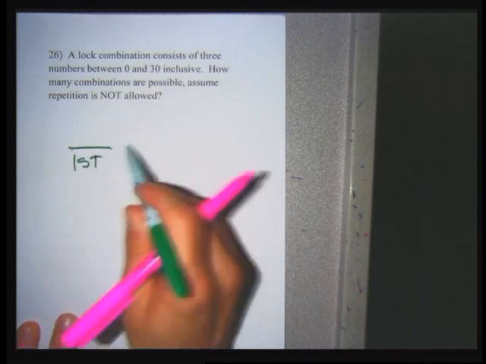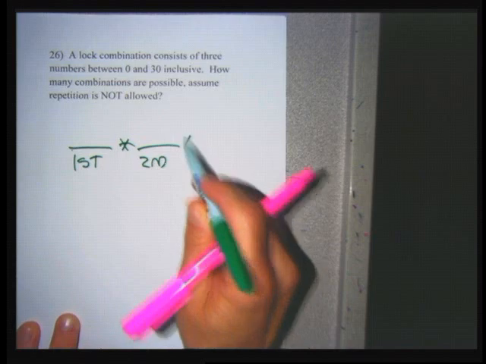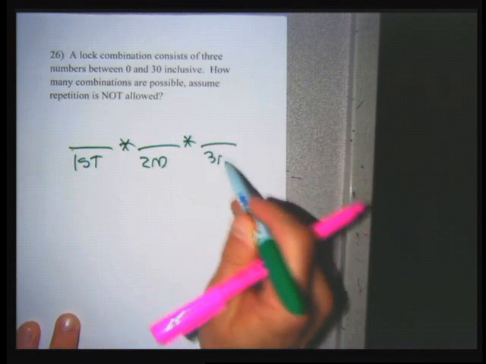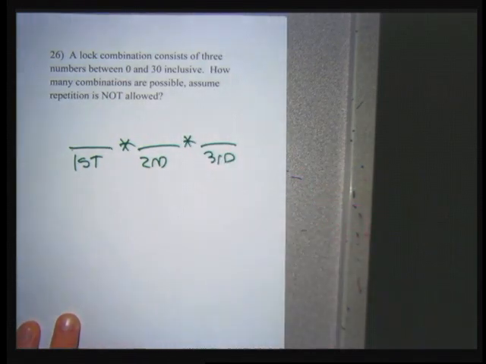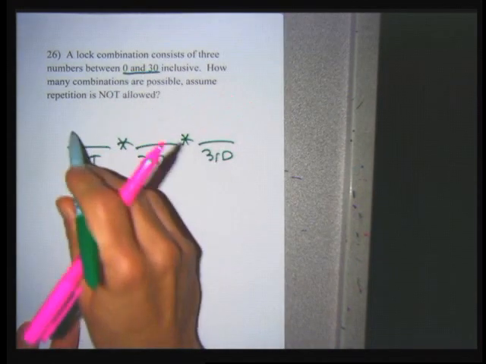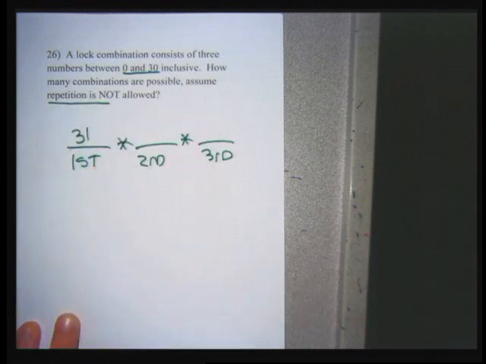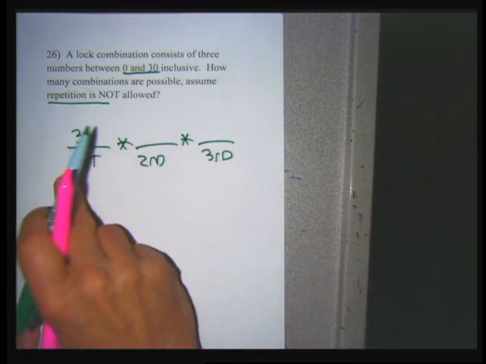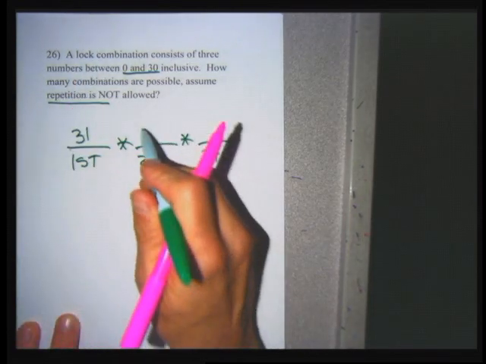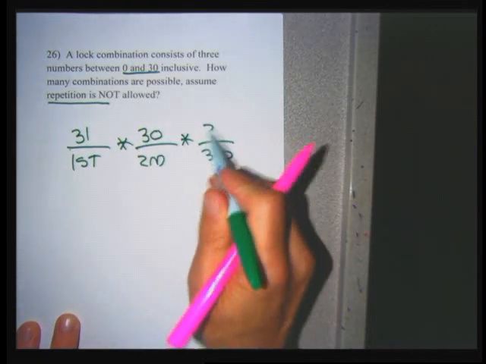There's going to be a first number that I need to pick, a second number that I need to pick, and a third number that I need to pick. For the first number, I can pick any one of the 31 numbers, numbers 1 through 30 and 0. Because it says repetition isn't allowed, for each subsequent number I need to go down by 1. So once a number is picked, I can't pick it again. So for the second choice, there's only 30 numbers left, and for the third choice, there's 29 numbers left.